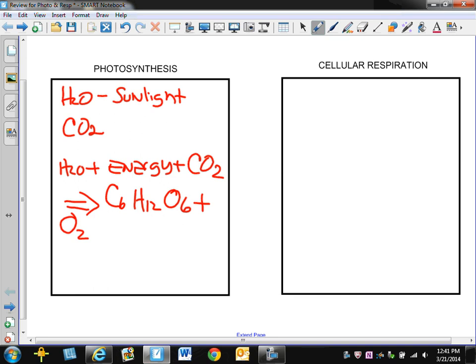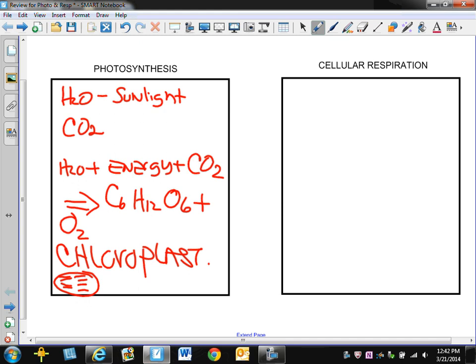Where is the organelle inside the plant cell that this happens in? Chloroplast. Okay? And remember, the chloroplast looks like a mitochondria, but it looks like it has little batteries stacked up.